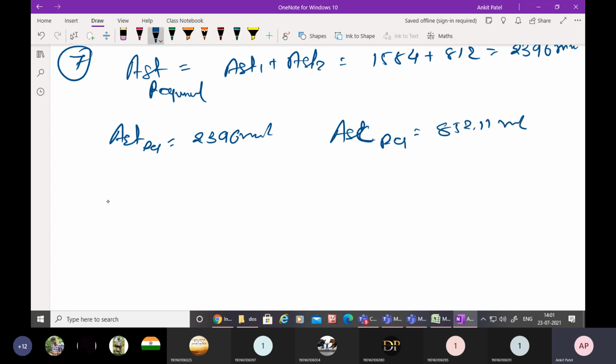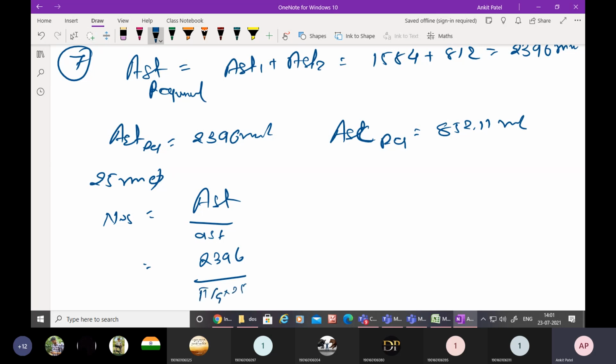Now for provision we have to assume 25 mm dia, then the number of reinforcement bars is equal to capital AST divided by small ast. So what is your capital AST? Capital AST is your 2396, and your small ast you can use pi by 4 of 25 square. So you can get the answer, and that is most probably 4.6 or 4.7 something. So approximately we need to provide 5 bars.